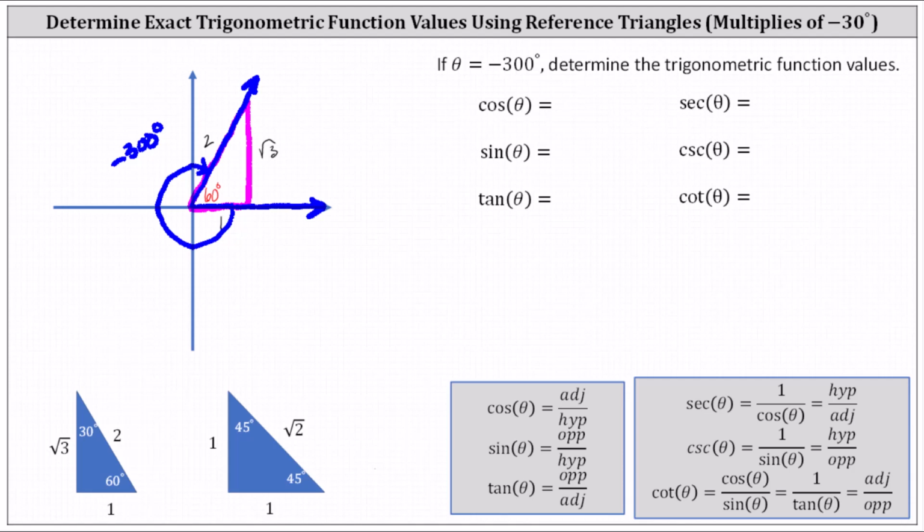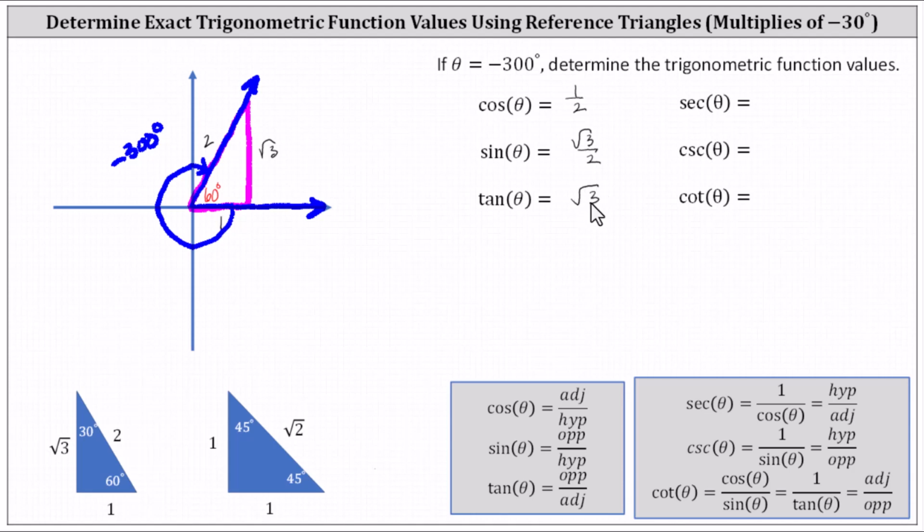The cosine of negative 300 degrees equals the ratio of the adjacent side to the hypotenuse, which is 1 divided by 2, or 1/2. Sine negative 300 degrees equals the ratio of the opposite side to the hypotenuse, which is square root 3 divided by 2. Tangent negative 300 degrees equals the ratio of the opposite side to the adjacent side, which is square root 3 divided by 1, or square root 3.